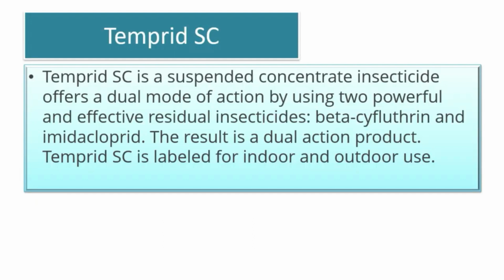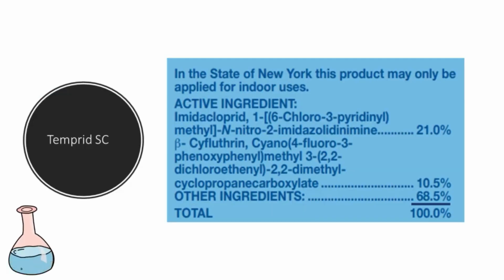Temperate SC. Temperate SC is a suspended concentrate insecticide that offers a dual mode of action by using 2 powerful and effective residual insecticides, beta-cyfluthrin and imidacloprid. The result is a dual action product. Temperate SC is labeled for indoor and outdoor use. In the state of New York, this product may only be applied for indoor uses.